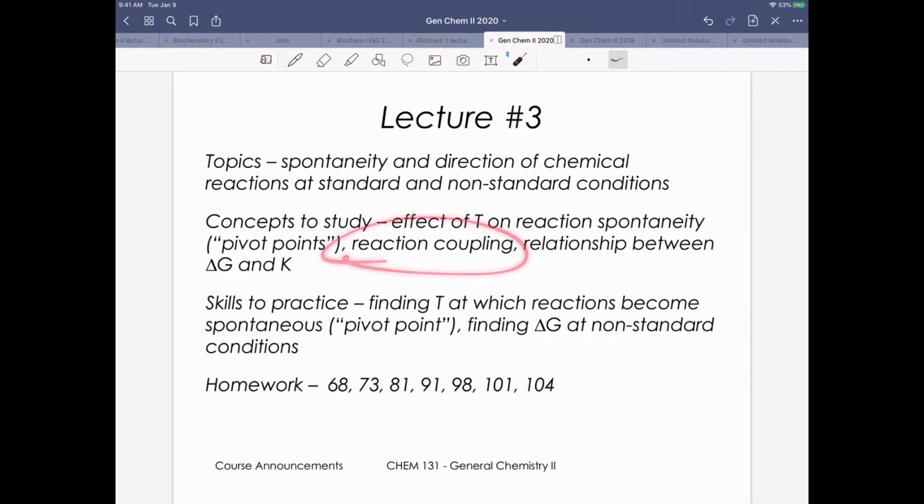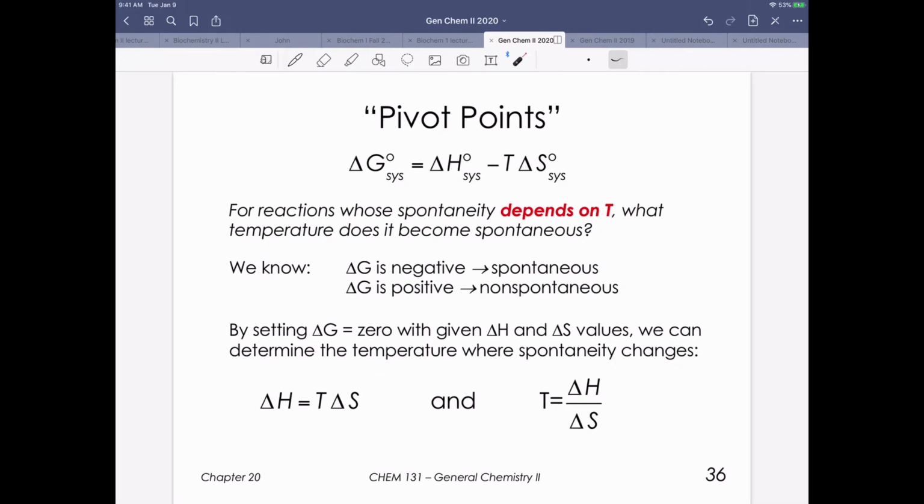We'll also talk about the concept of reaction coupling, which is a very important concept in biochemistry, for example, to think about how we can couple reactions together to pull reactions forward that maybe aren't thermodynamically favorable. And then again, we'll tie together these concepts of spontaneity with delta G and then equilibrium with K. So conceptually, we only have a few problems that we're going to work through today. One of them is how do we calculate this pivot point temperature? And then we'll talk about how we think about delta G when we're not at standard conditions. So a bit of a laundry list of homework problems to practice as we wrap up this chapter.